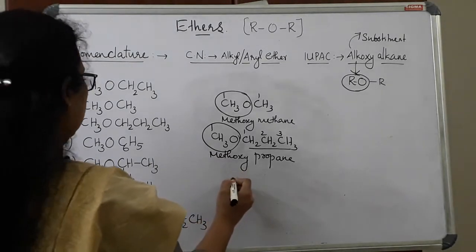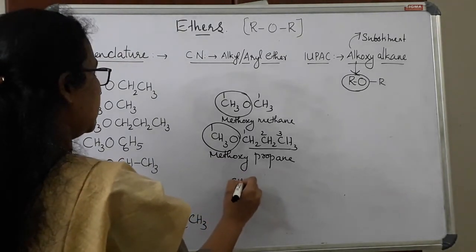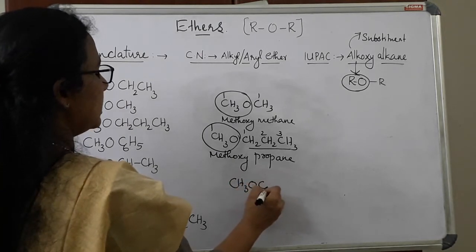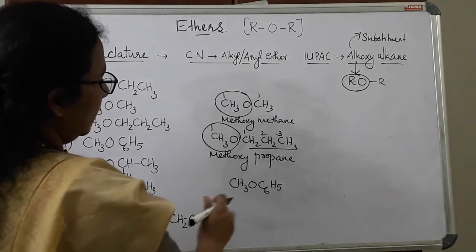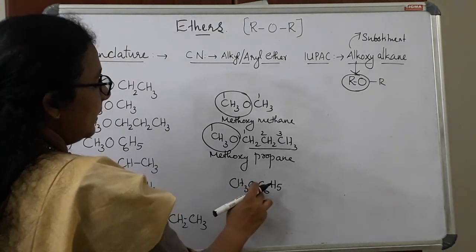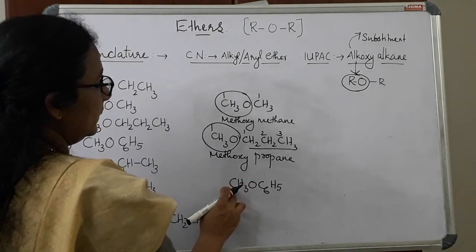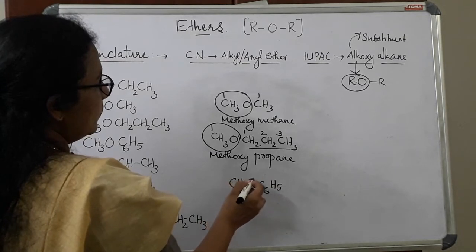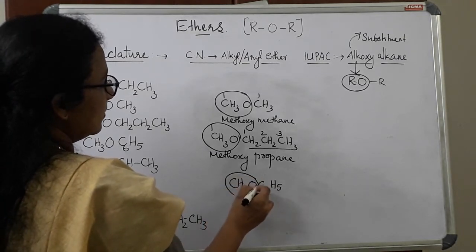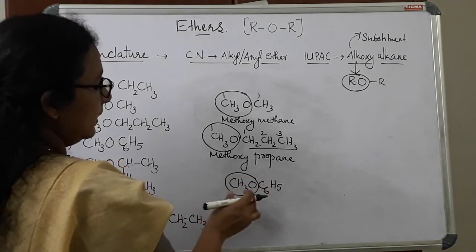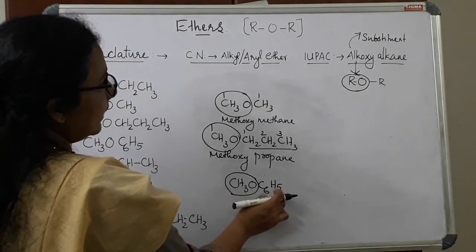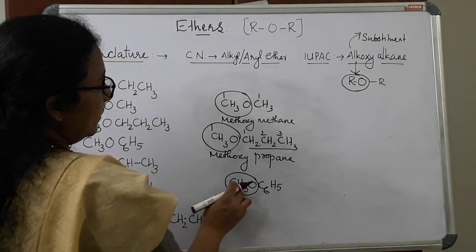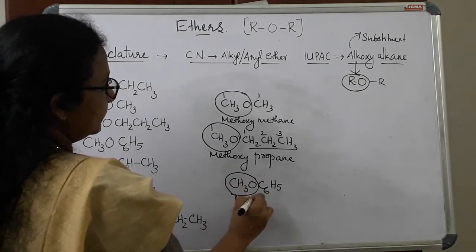Now let's see another compound, that is CH3OC6H5. Here there are 6 carbon atoms. Here there is only one carbon atom. So this will be considered as the methoxy, that means the alkoxy part, and this will be the alkane part. So it will be methoxy.